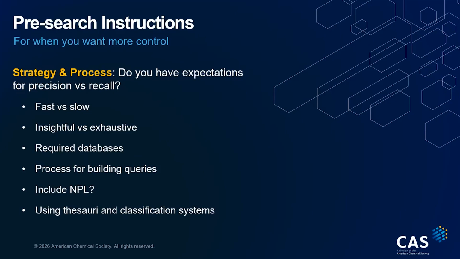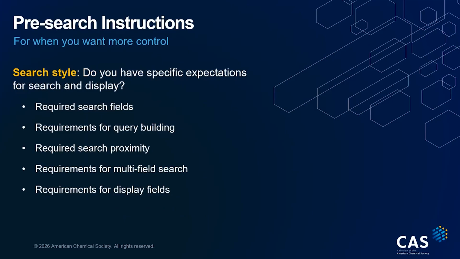Are we looking at a keyword term approach? Do we want to touch on classifications? Do we want to leverage the unique thesauri that are provided to us? And again, the search style. Do you have requirements around fields, proximity, query building, or even displaying the results? These can all factor in for those of us that have those expectations.